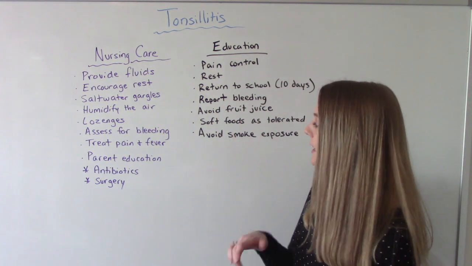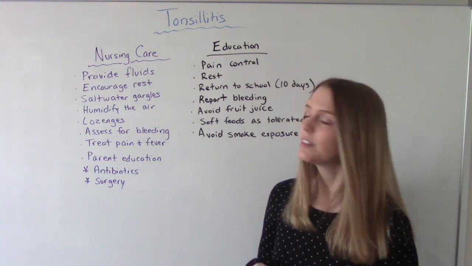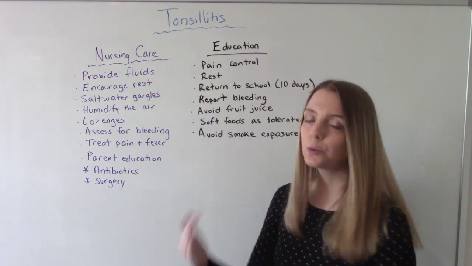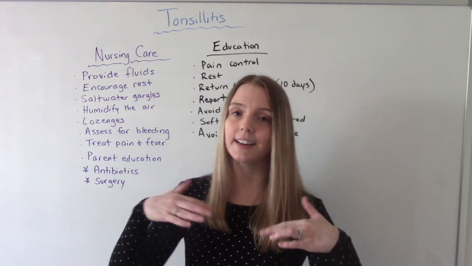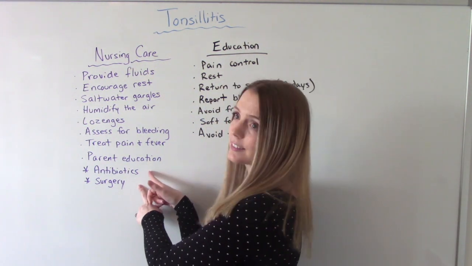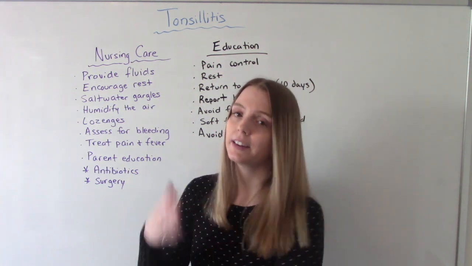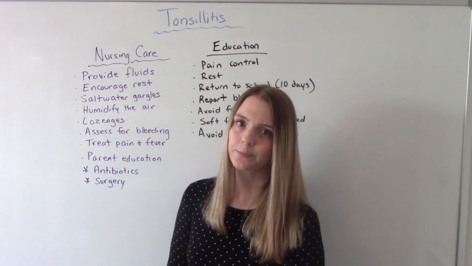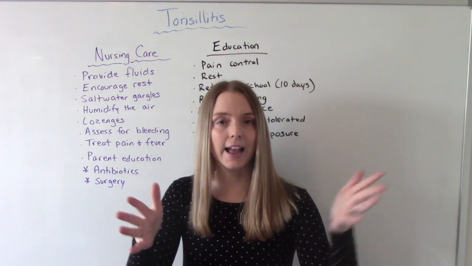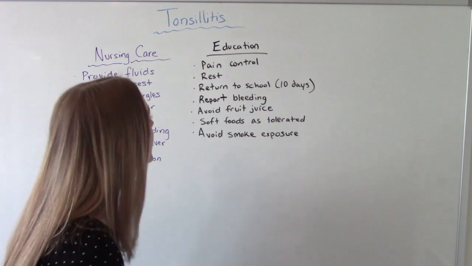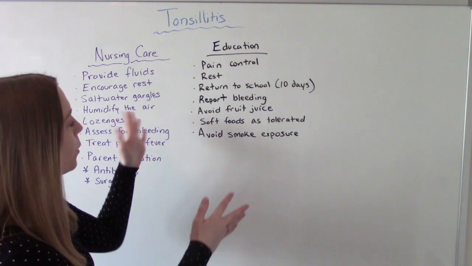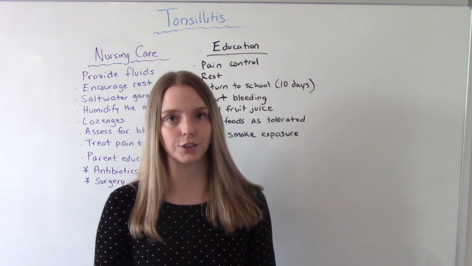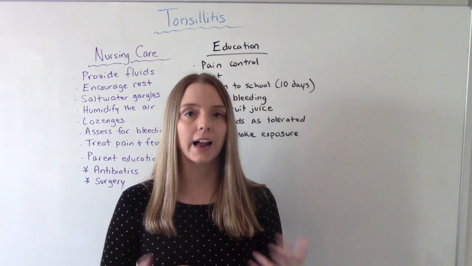We want to assess for bleeding, treat any pain or fever they might have, provide education to mom and dad, and then the two most common ways that tonsillitis is treated: antibiotics, and if it's frequent, so they're getting them a lot, surgery. So removal of the tonsils, that's called a tonsillectomy. When it comes to education for mom and dad, we want to make sure that they understand appropriate ways to control the child's pain and what are safe medications to use. So this can be treated with an over-the-counter medication.